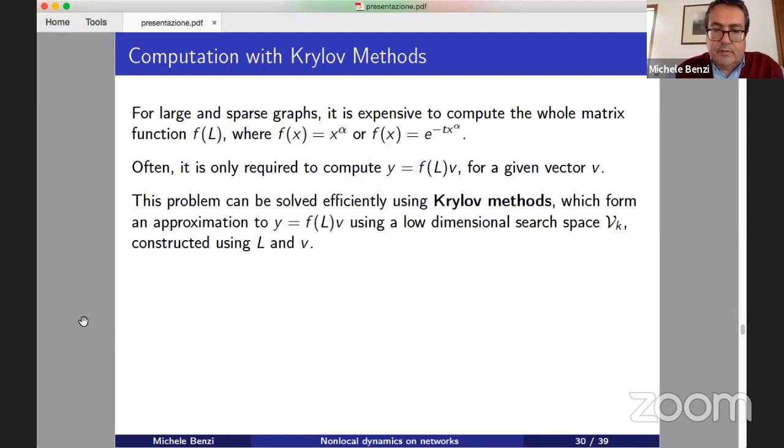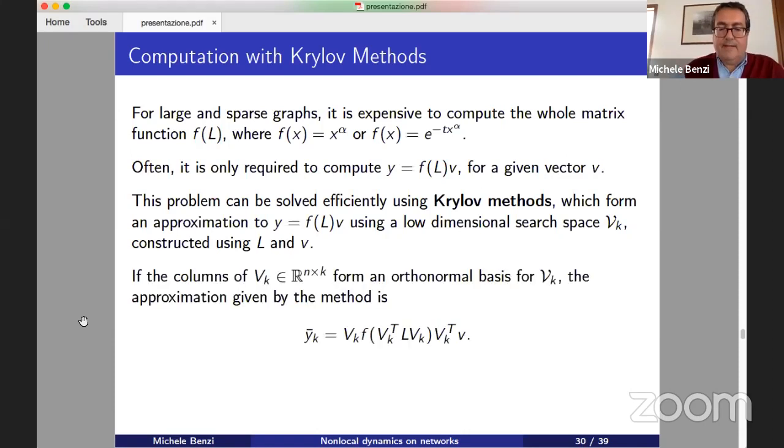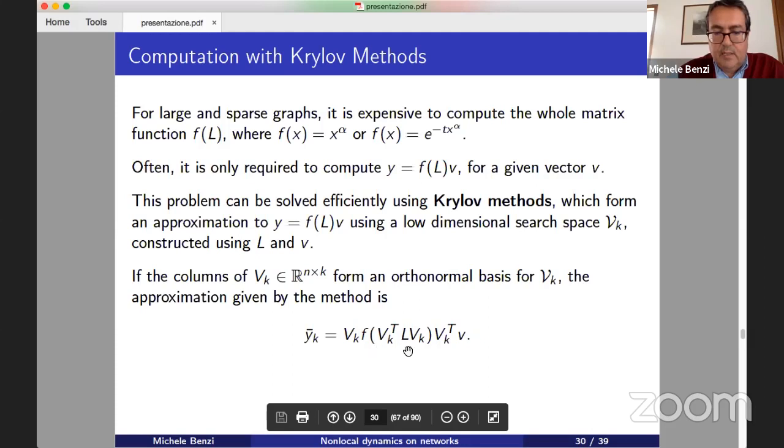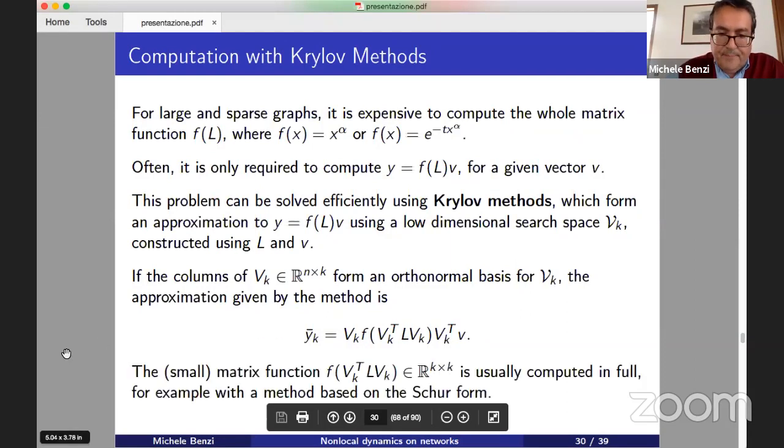So there are many methods to do this. One can use quadrature rules, for instance. Here we will talk about Krylov methods. Most of you are familiar with Krylov methods. Of course, they're based on matrix vector products, for instance, to construct a low-dimensional search space, constructed using the matrix and the vector. Then the matrix is projected onto the subspace using an orthonormal basis for the subspace. One evaluates the matrix function on the projected matrix, which is small, and then lifts the result back to the original space, R^n, by this formula, very, very briefly.